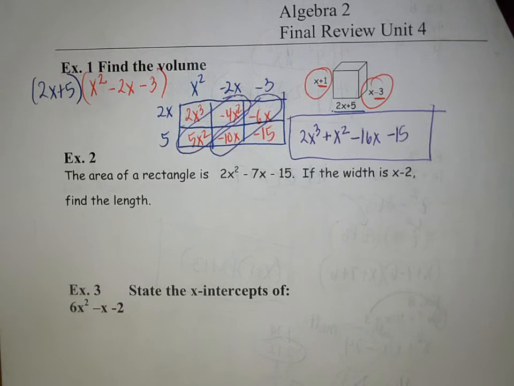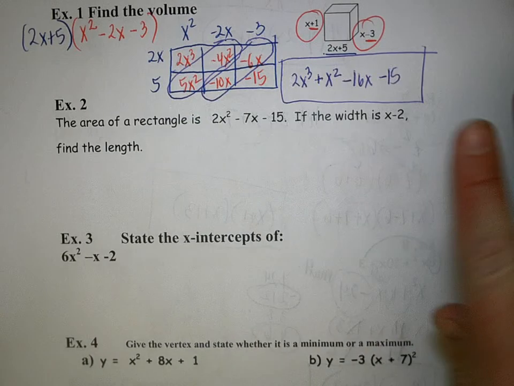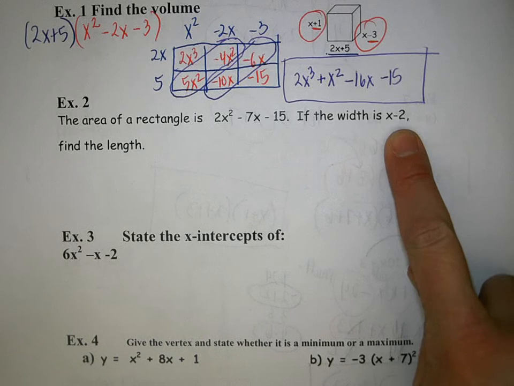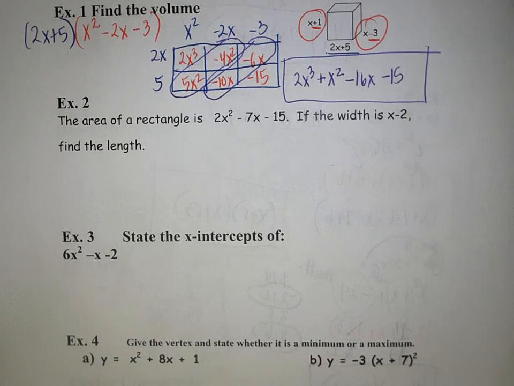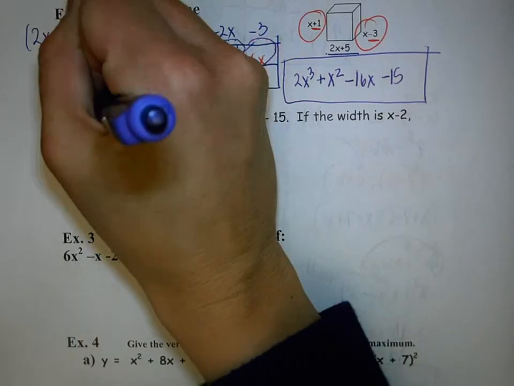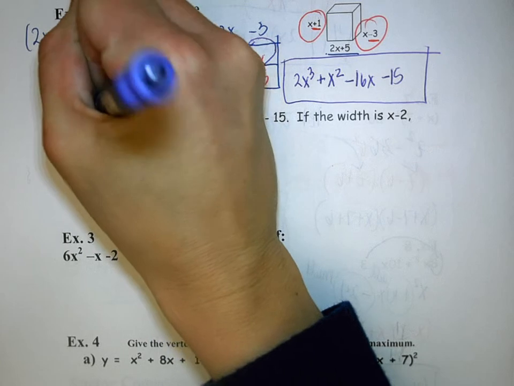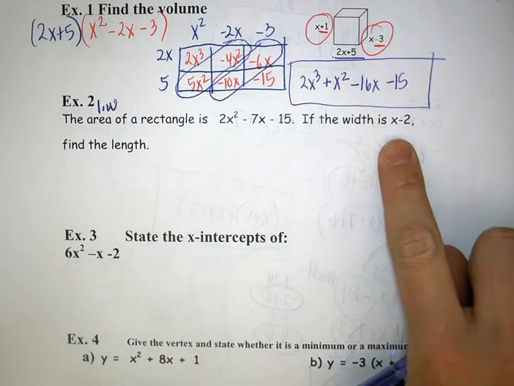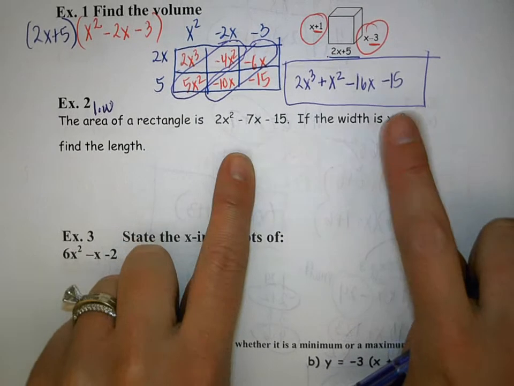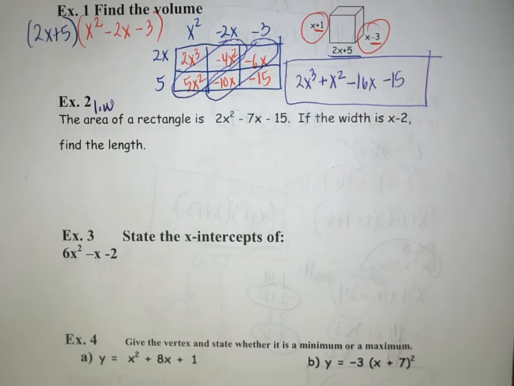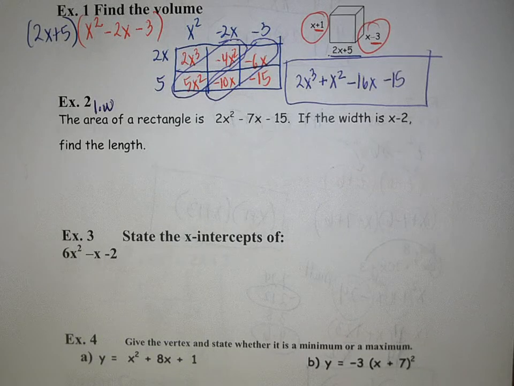Okay, example 2. The area of a rectangle is this. If the width is this, find the length. Who knows what to do? We know that area is length times width, right? They're telling you the width is this, but we don't know what we would multiply by in order to multiply this by to get this. What are you going to do? Divide. Which means we're going to use long division.